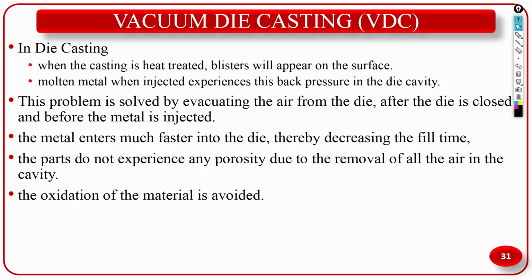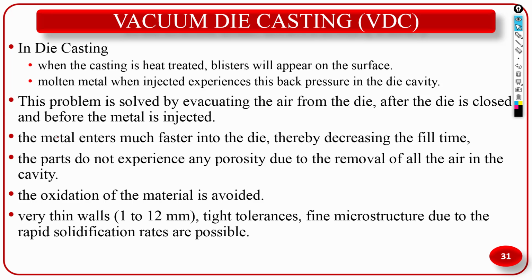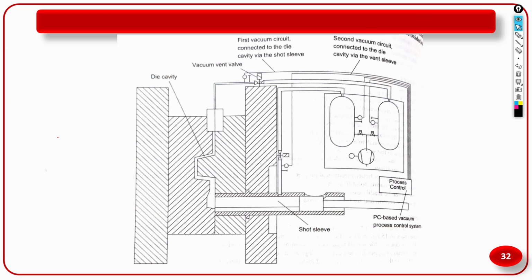Oxidation is also avoided because there is no oxygen. So this is basically used for very thin walls, 1 to 12 mm. 10 mm is 1 centimeter, so 1 mm casting also can be done. 2 mm, 3 mm, very thin castings can be done, which is generally not possible in sand casting or other methods. Tight tolerance, fine microstructure. Okay, microstructure we'll talk about that in forging. So these are the benefits of vacuum die casting.